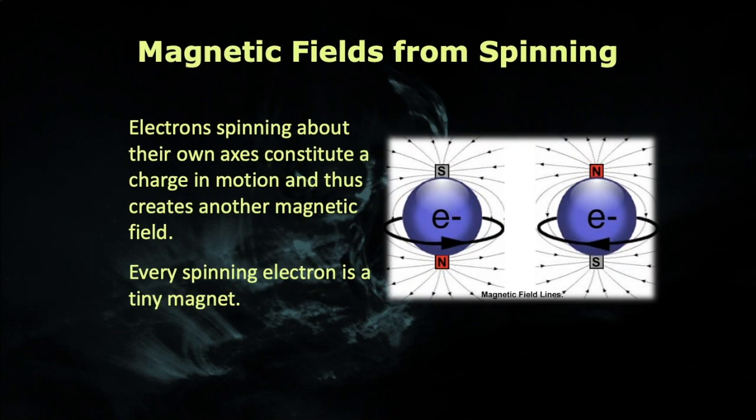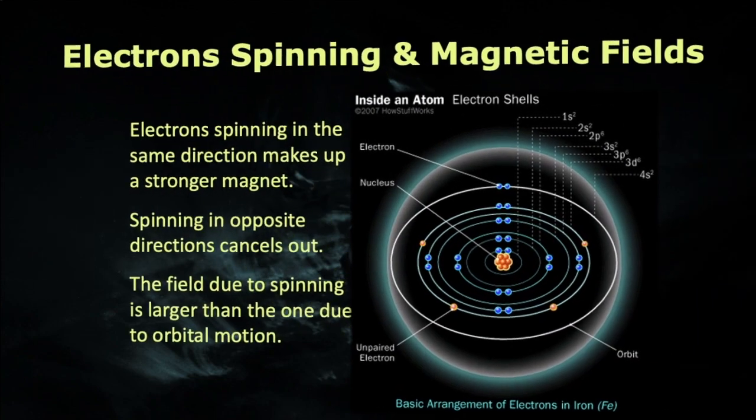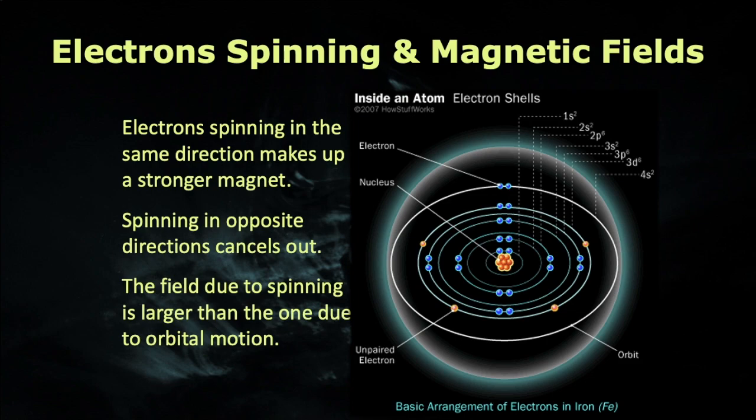Electrons spinning about their own axis also count as a charge in motion and thus create another magnetic field. Every spinning electron is a tiny magnet. Electrons spinning in the same direction make up a stronger magnet. Spinning in opposite directions cancels out. The field due to spinning is larger than the field due to orbital motion.